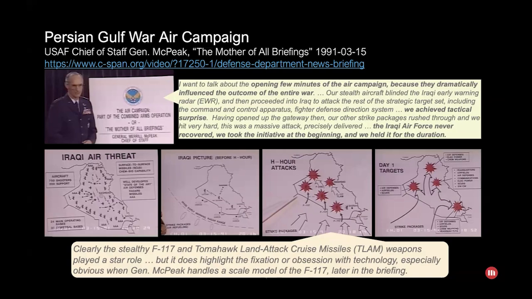And it's really obvious when you watch this, because just after he explains this, he holds up his model of the F-117. You know, it's obviously something that he's proud of, and I think he should be.